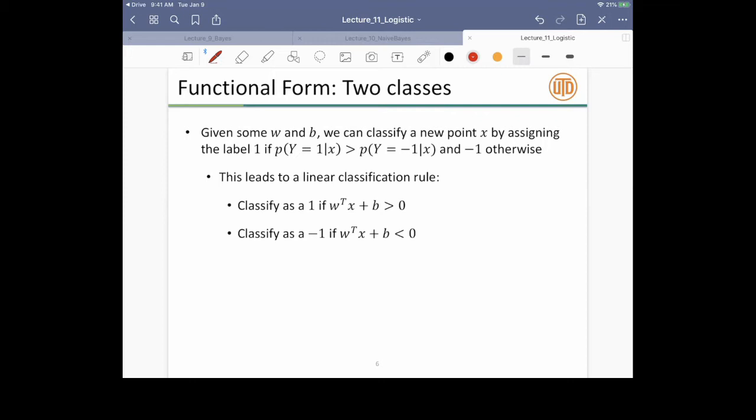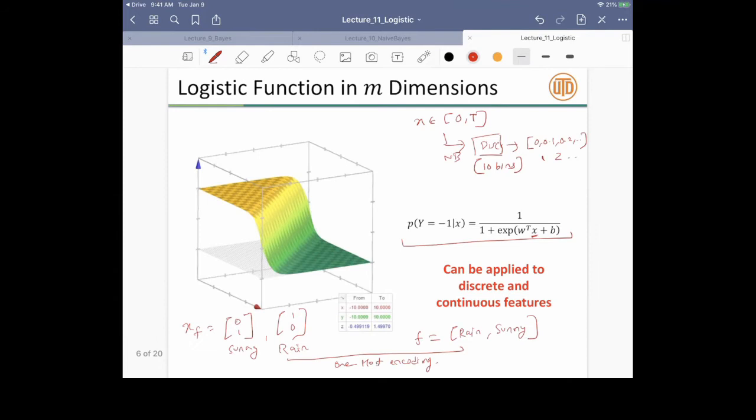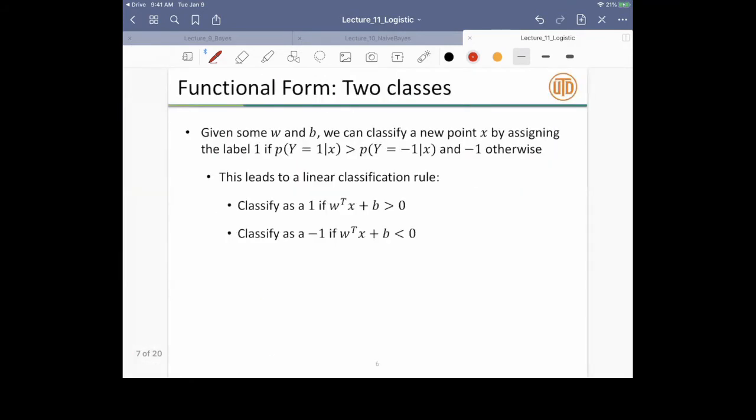Don't we use MLE to estimate? Yes, yes. So we'll actually come to that. We will use maximum likelihood estimation to estimate the W and the B parameters here. I've not yet spoken about how we learn this. I'm just talking about logistic regression and the functional form of logistic regression. So we'll come to the learning problem.